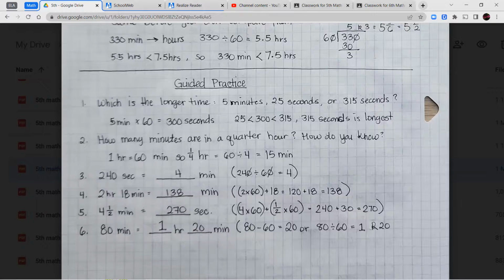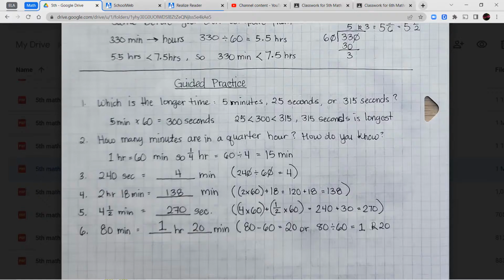Number 3, we're converting from number 3 all the way to number 6, we're going to be converting units of time. So 240 seconds is equal to how many minutes? So 240, we're going to divide that into groups of 60, or you could drop the 0 off of each one of those, and you can do 24 divided by 6, which is going to give you 4. So 240 seconds is equal to 4 minutes.